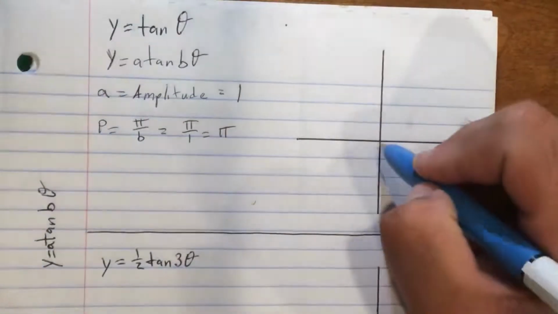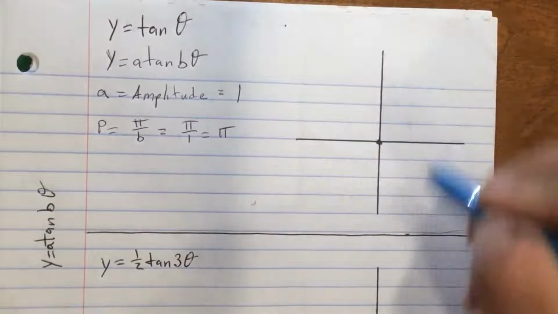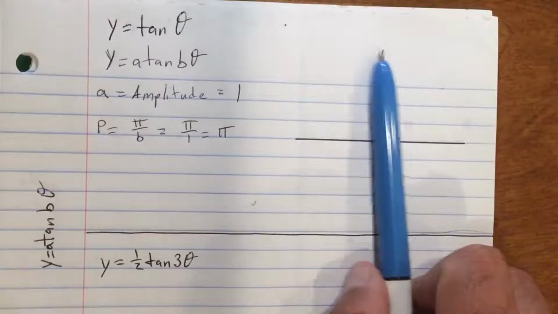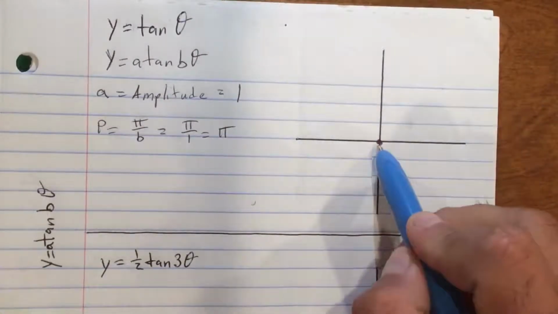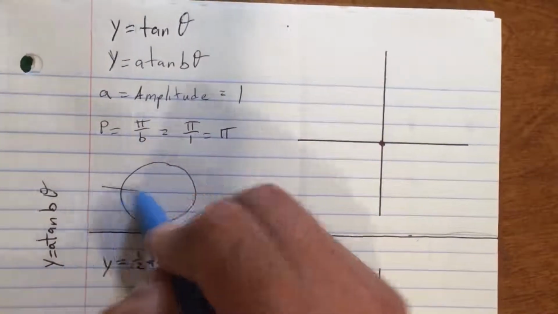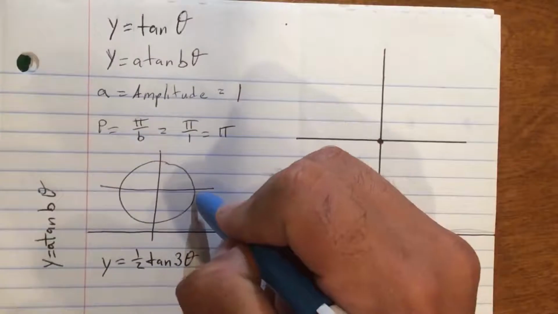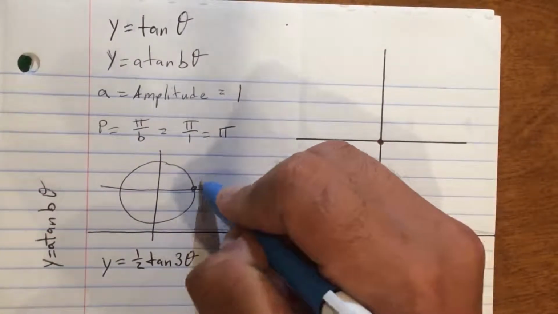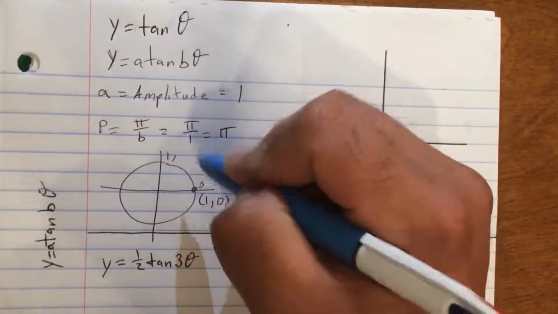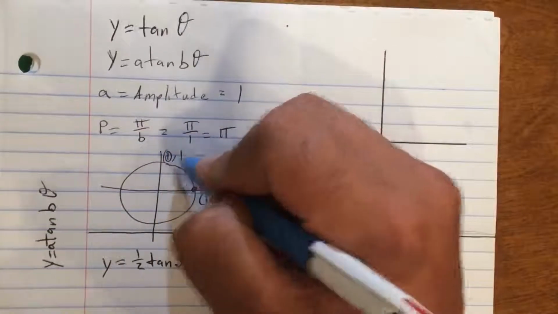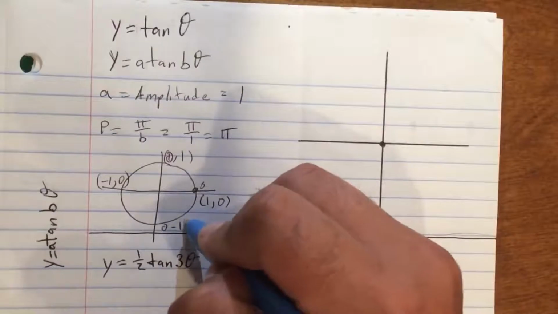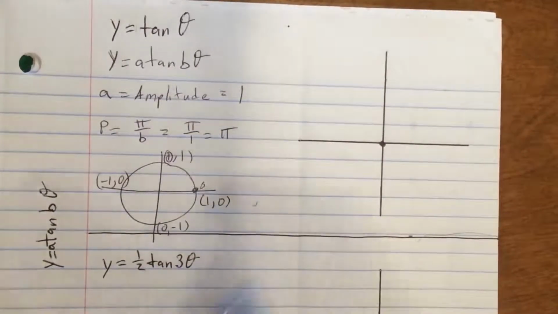Tangent also starts at 0, 0, so we can go ahead and put our point here. Unlike cosine and sine that usually start here and move to the right, tangent actually has a point in the middle. So if we look at our points on this one, we'll start here at 0 again. Let's put these points out first: 1, 0, 0, 1, negative 1, 0, and then 0, negative 1.